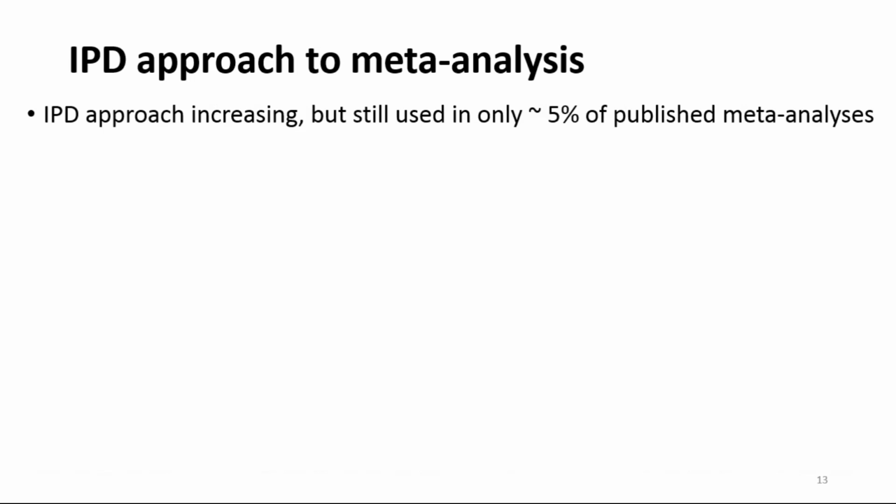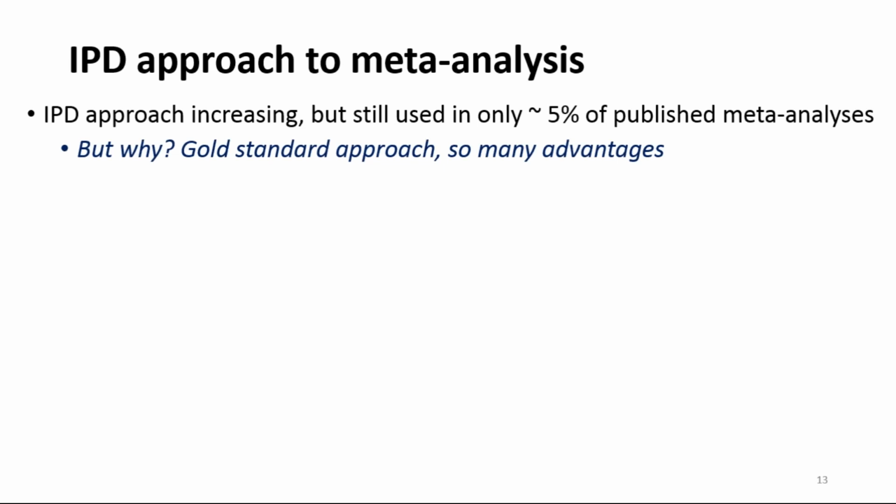But actually, even though this method is becoming more popular, it's still only used in around 5% of the total meta-analysis literature. The vast majority are still summary level data meta-analyses. But why is that? Considering this is apparently the gold standard approach, and there are so many advantages to doing this, why is it still only used in a minority of meta-analyses? Well, the simple answer to this is that IPD meta-analyses are really hard work.